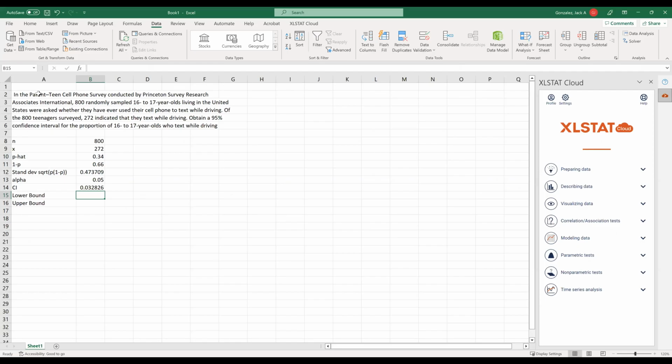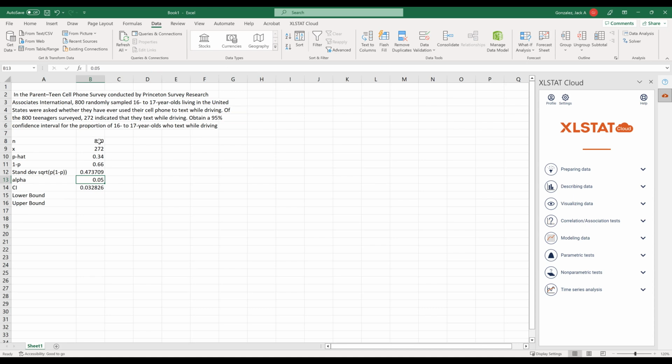Okay, so in this example, we had 800 randomly selected 16 to 17-year-olds. We found that out of those 800, 272 replied saying yes, they did text while driving. They wanted us to find a confidence interval for p hat, basically. Obtain a 95% confidence interval. So if they want 95%, then you should choose an alpha of 0.05. This is the assumption that you have to make.